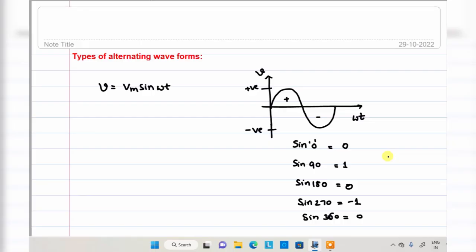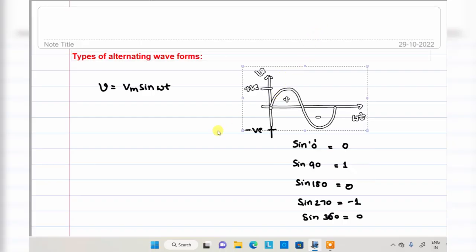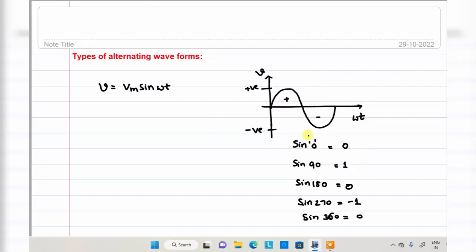That means our waveform is varying with respect to the sine wave. It obeys the sine wave. Whenever the angle is 0, the magnitude is 0. It keeps on increasing to 1, then back to 0, then to minus 1, and then 0. So that's why it is Vm sin omega t.